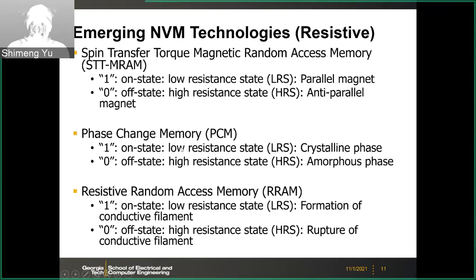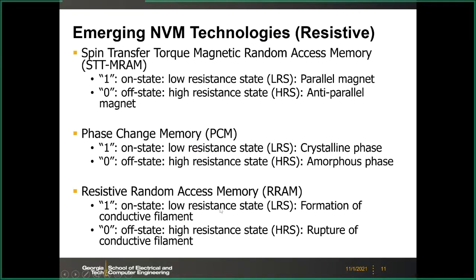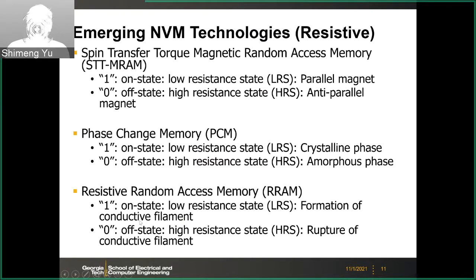In phase change memory, PCM, again, the crystalline phase gives you the LRS, on state, one state. The amorphous phase gives you HRS, off state, 0 state. And in RRAM, formation of the conductive filament in the oxide layer gives you LRS, on state, one state, and rupture of the conductive filament gives you HRS, off state, 0 state.